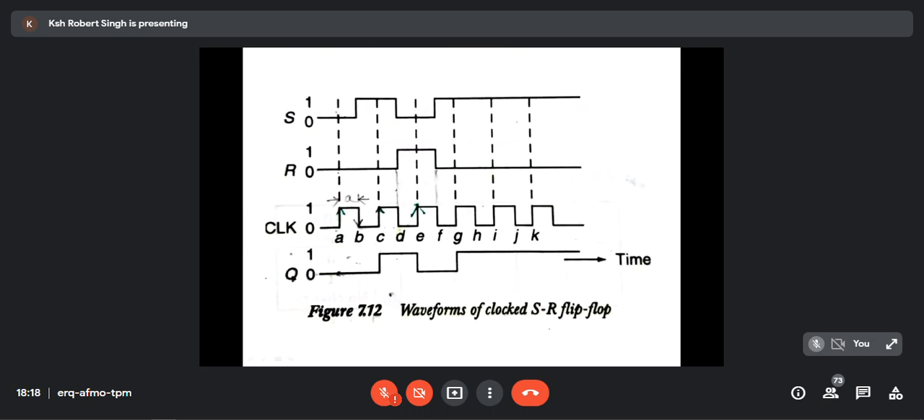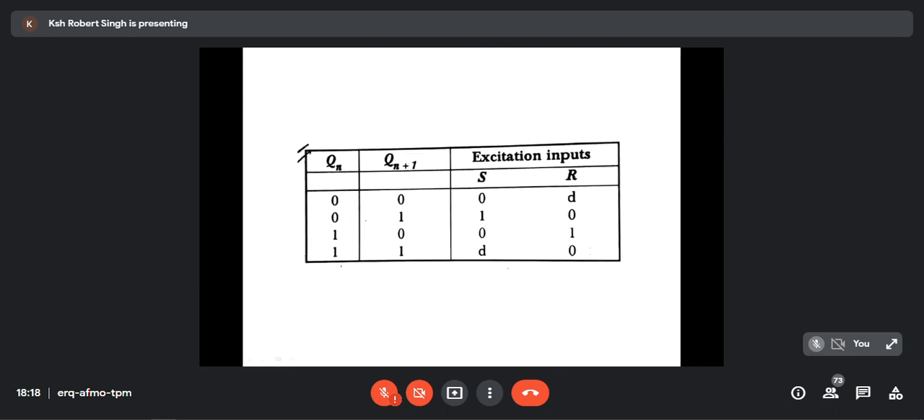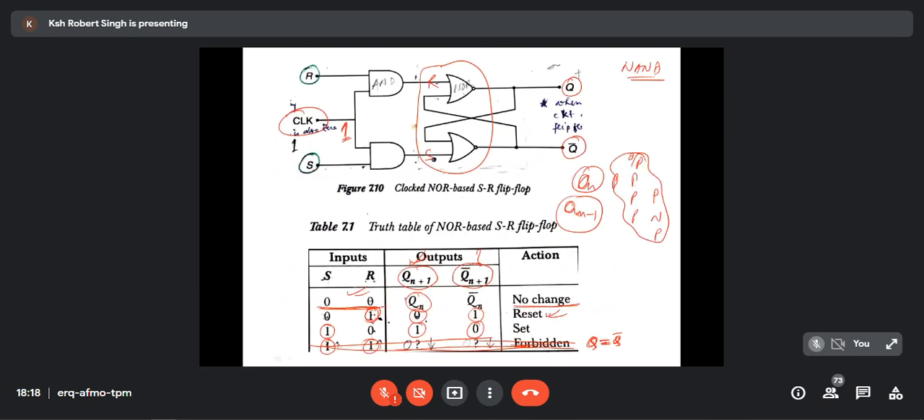See, SR flip-flop with clock. Let us think, what is this clock going to do? How to connect this clock? It's very simple, I told. Here, you're connecting the clock like this. This diagram you should remember.